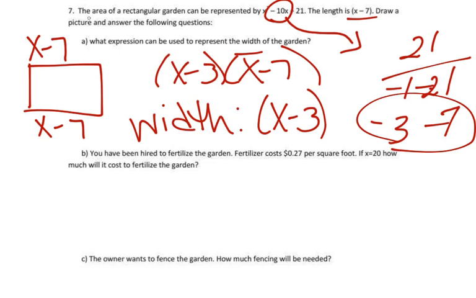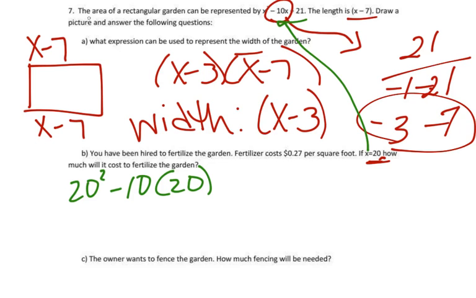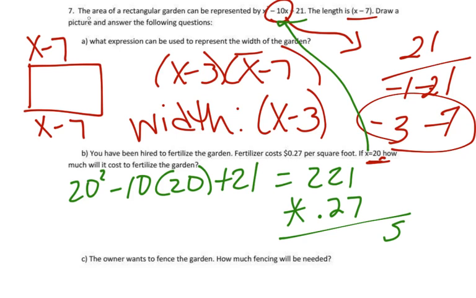Okay, you've been hired to fertilize the garden. Fertilizer costs 27 cents per square foot. If x is equal to 20, how much will it cost to fertilize it? You're going to put 20 in for x to the original problem up here. So you're going to say 20 squared minus 10 times 20 plus 21. Put that in your calculator and you get like 221. Take that and multiply it by 0.27. And I can't remember. It was something like 59.60. Just use your calculator and multiply it. I'm not sure that that's the right answer. I don't have a calculator with me, and I don't remember what it came out to.